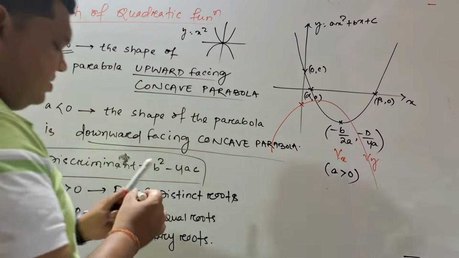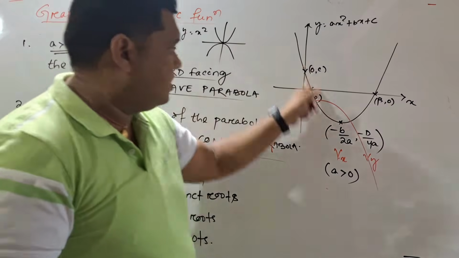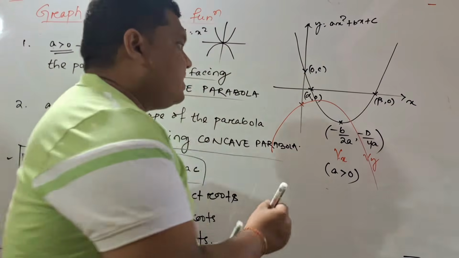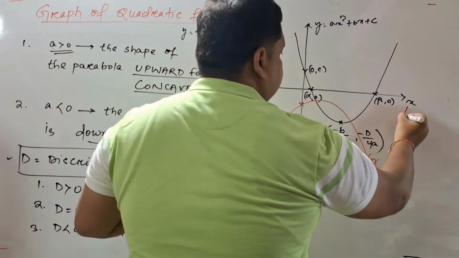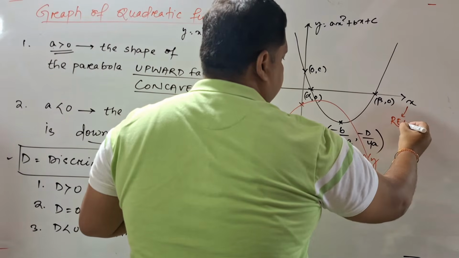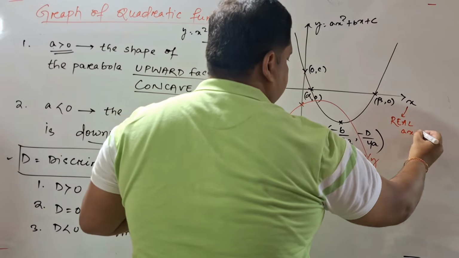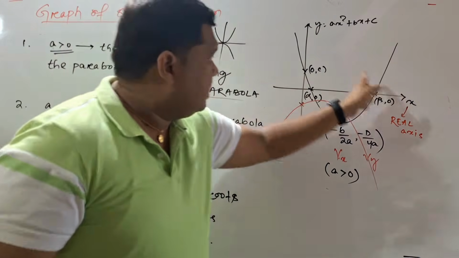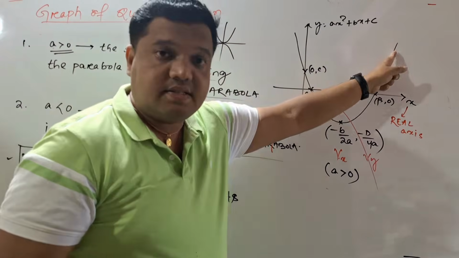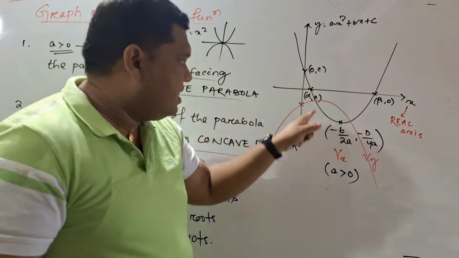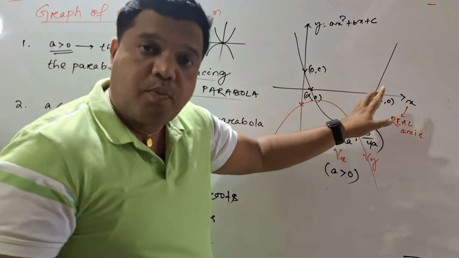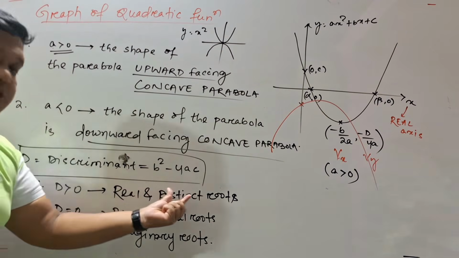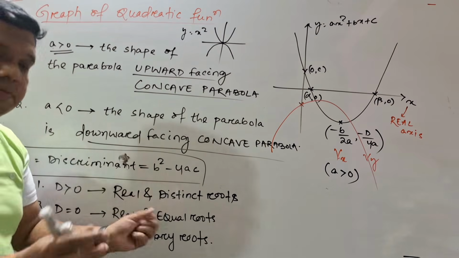Now if you observe this diagram, the first diagram, this is the x-axis. This x-axis is also called the real axis. If a parabola touches the x-axis, then you get real roots, and it will touch the x-axis at 2 points. So this is D greater than 0: real and distinct roots, separate values.